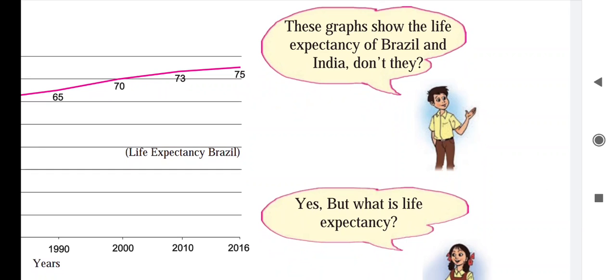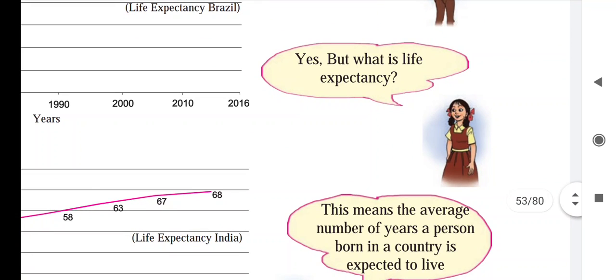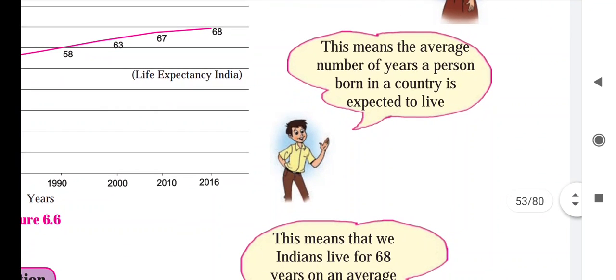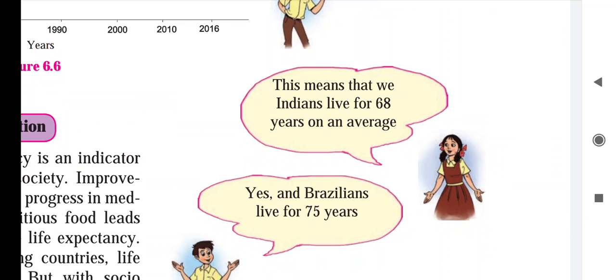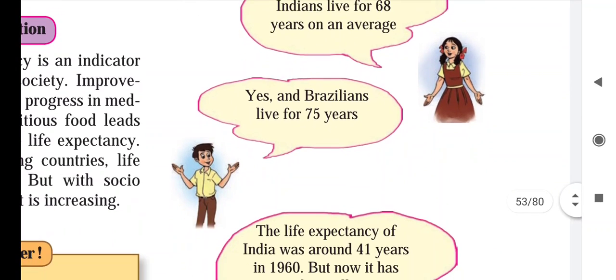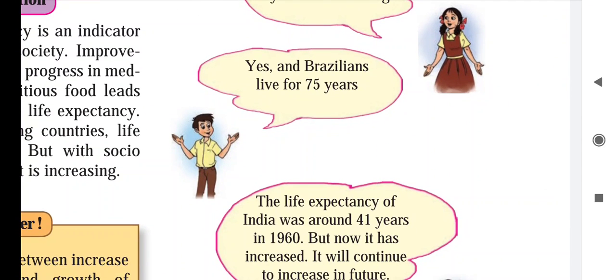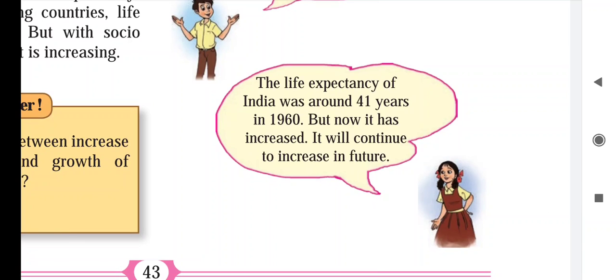These graphs show the life expectancy of Brazil and India, don't they? Yes, but what is life expectancy? This means the average number of years a person born in a country is expected to live. This means that we Indians live for 68 years on average. Yes, and Brazilians live for 75 years. The life expectancy of India was around 41 years in 1960, but now it has increased. It will continue to increase in future.